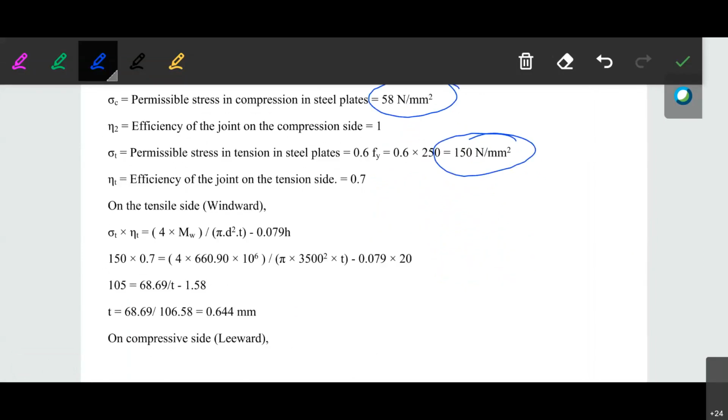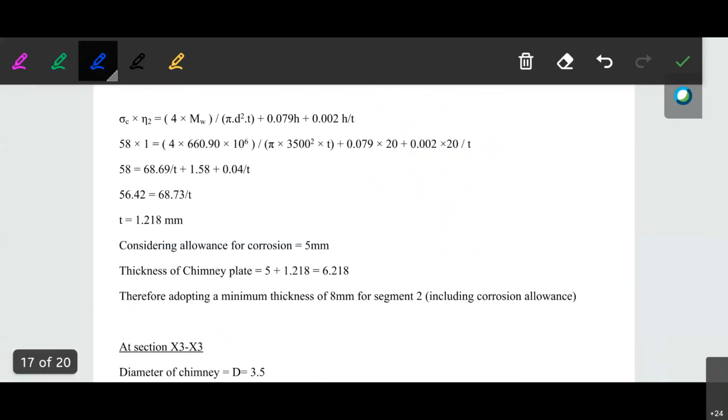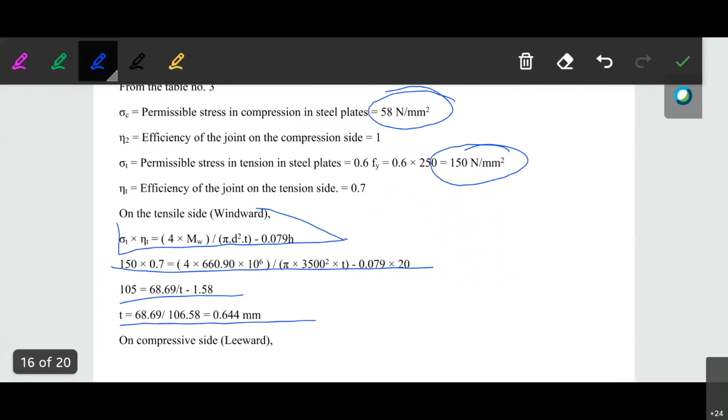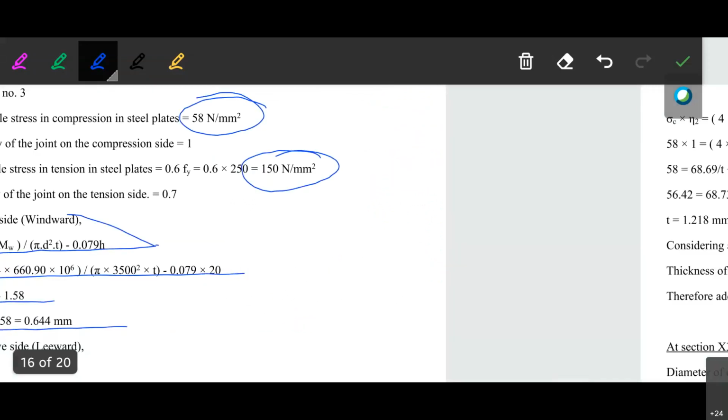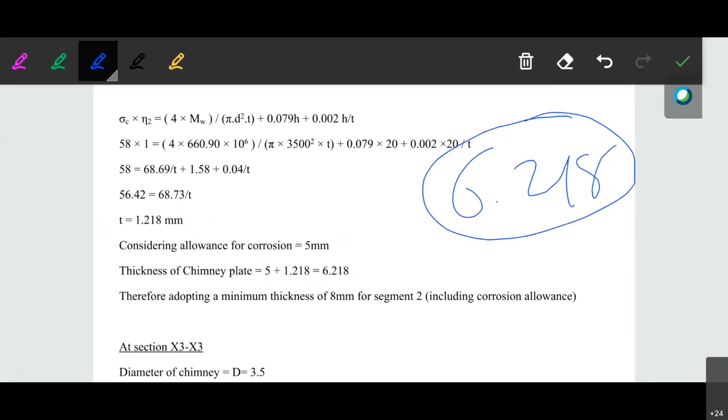So again we used the same formula and calculated as per the formula. From that particular calculation we get the value of t for the windward side as 0.644 mm, and on the leeward side it is equal to 1.218. Now in that calculation we also have to add the corrosion allowance. The corrosion allowance is 5 mm, therefore 1.128 plus 5 mm, and the final value comes to 6.218. So instead of covering it with 8 mm.